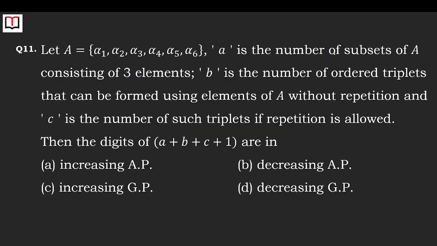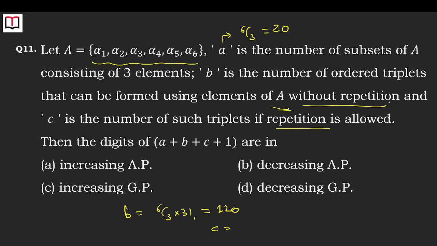Okay, so that's it. Now the next one: let A be a set. Small a is the number of subsets of A. So how much is it? It's 2^6, that is 64. B is the number of ordered triplets that can be formed using elements of A. Ordered triplet means B is nothing but the number of ways you can select, into 3 factorial. So it's 120. C is the number of such triplets where repetition is allowed. Without repetition was B. Repetition allowed means you have 6 tries for all the cases. So it's 216, and then add them up. So 140, 356, 357. That's a very simple direct question.